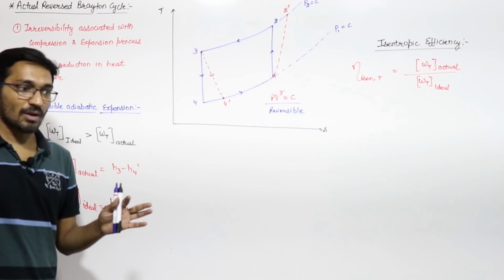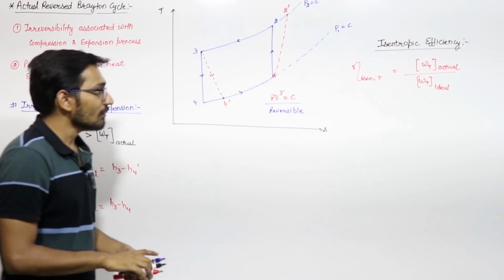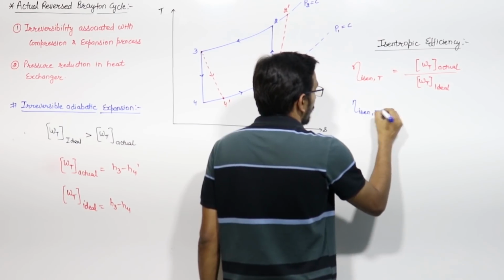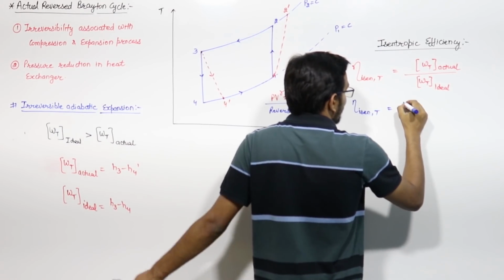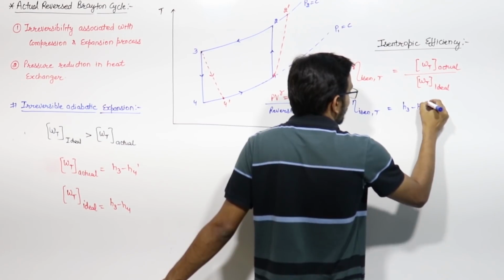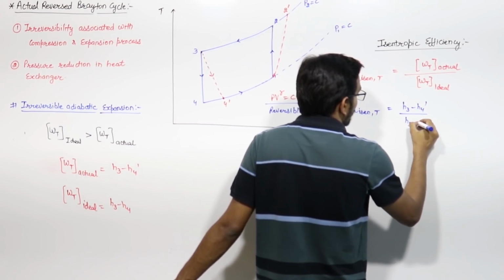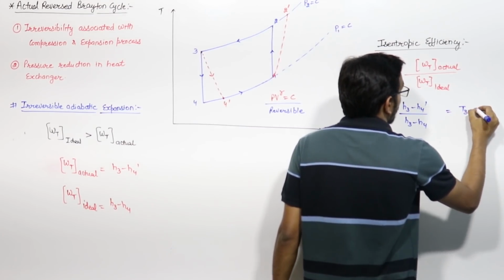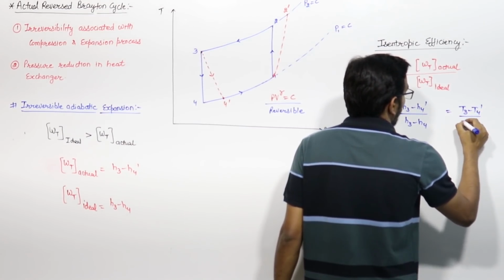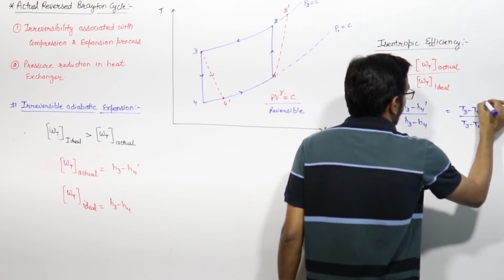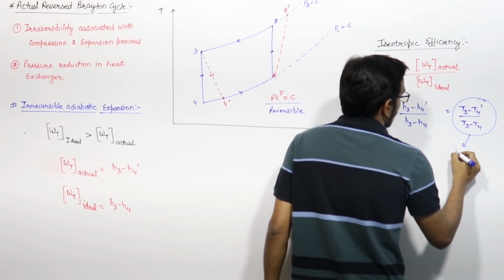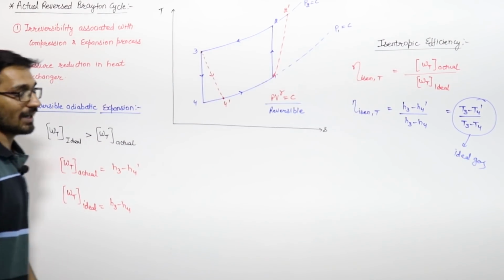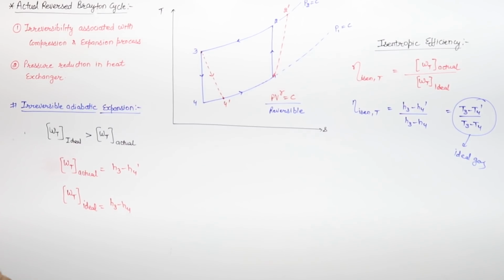You can just think about how to write these formulas. Now the isentropic efficiency of turbine will be equal to actual work, H3 minus H4 dash, divided by ideal work, H3 minus H4, and if it is an ideal gas, then you can write T3 minus T4 dash upon T3 minus T4. This is applicable for ideal gas only. You know all this, right? No need to explain it again and again.